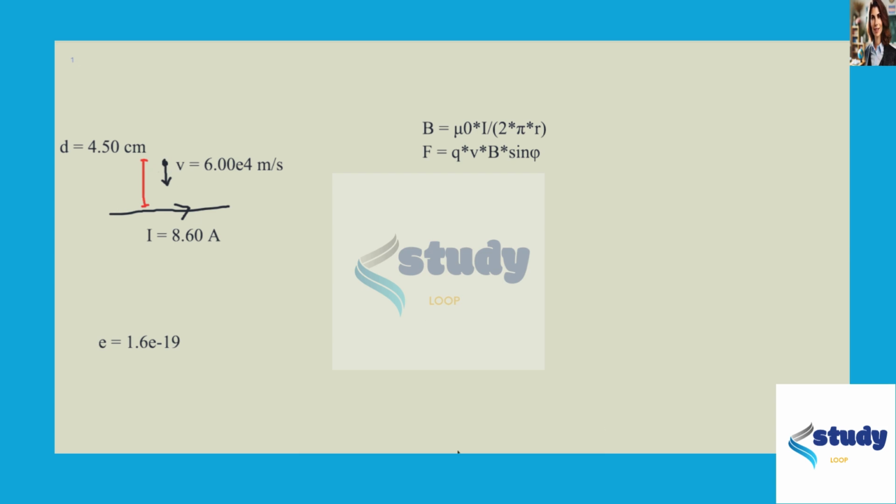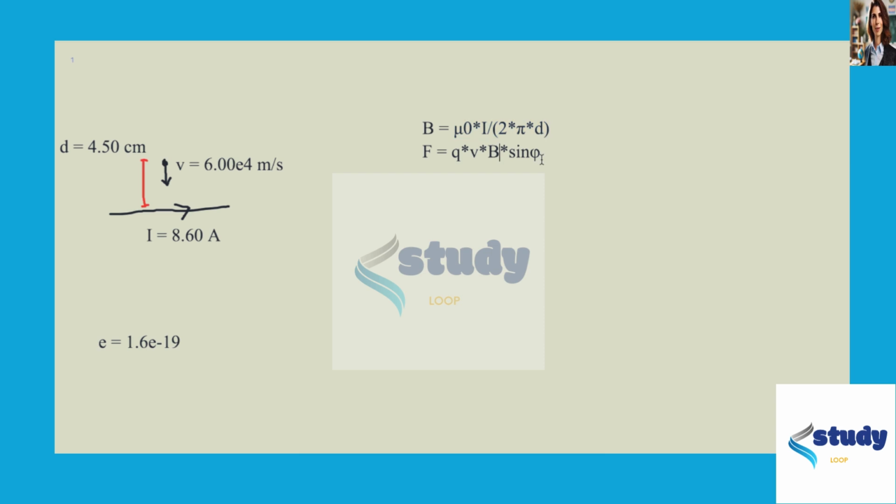So the first step that we have to do is find the magnetic field generated from this current here. So the magnetic field from an infinite current of wire, I've written up here. It's going to be proportional to the current magnitude and then the direction from the wire. So here we are told that this is going to be a distance d, and that d is going to equal 4.5 centimeters. So we have our B now. We can just plug in everything that we have, 8.6, 4.5 centimeters.